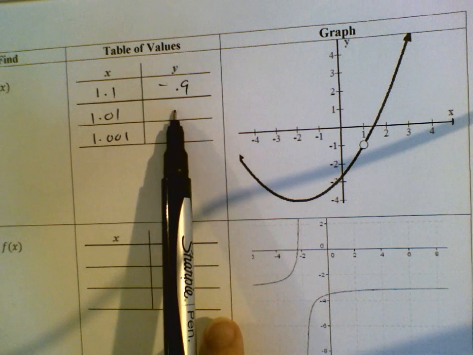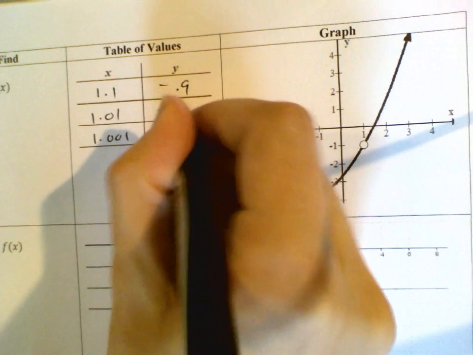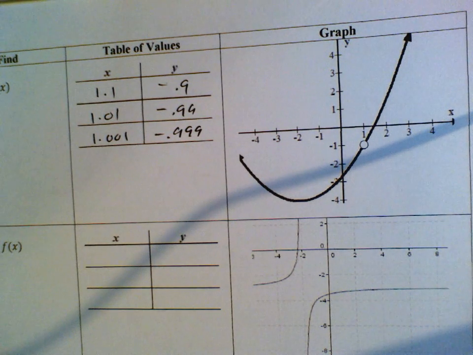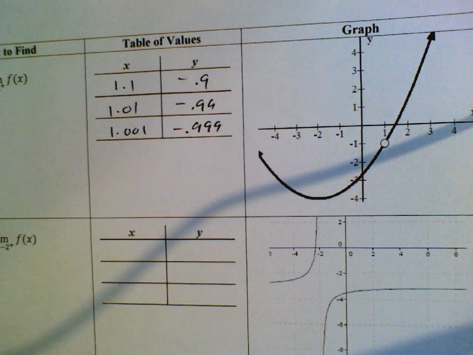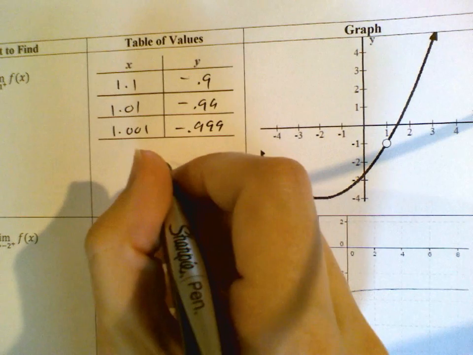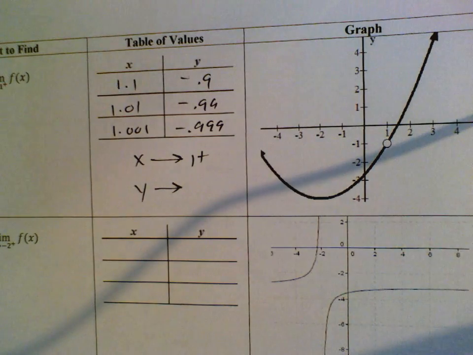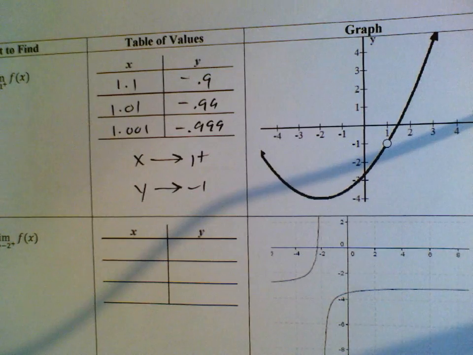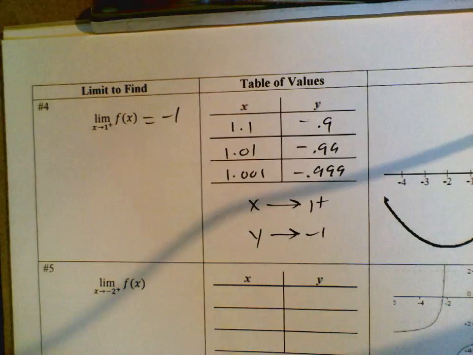1.01, that x value will have a corresponding y value even closer to -1, but still above it. So -0.99, for example, and then even closer for the last one. I am just estimating here, guys. I don't know what those actual y values are, because I don't know the equation of this function, although it is a parabola. So as x approaches 1 from the right, my y's are approaching -1. All right? So the limit as x approaches 1 from the right of f of x equals -1.